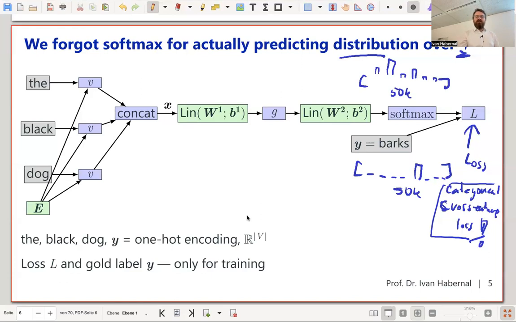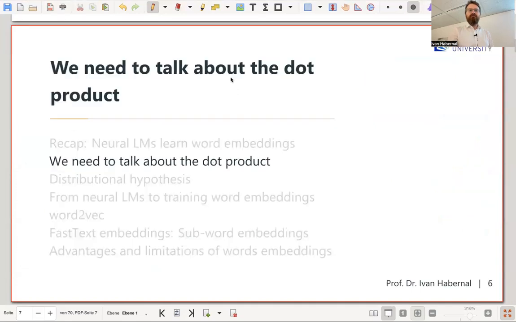All right, so this is what we had so far. This was the language model for taking 3 previous words and predicting the next word. Before we jump into how to make it better or faster or both, we should talk about one thing, and this is the dot product. Okay, so we need to talk about the dot product.